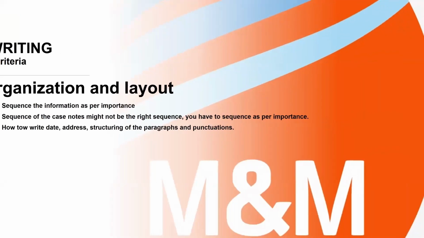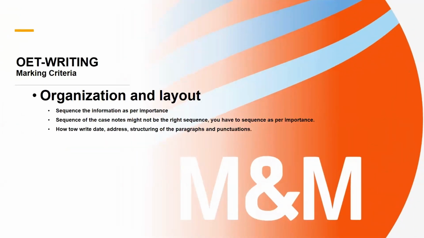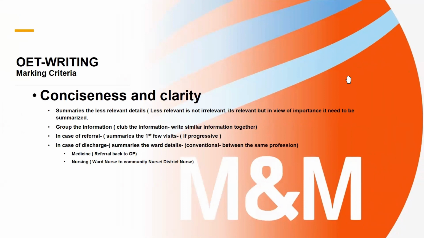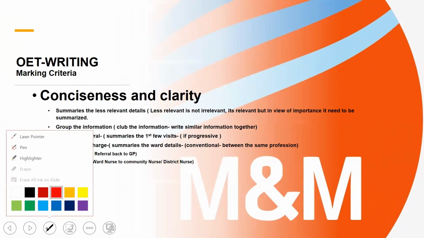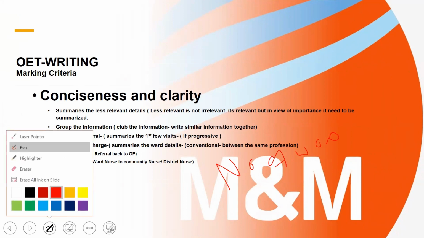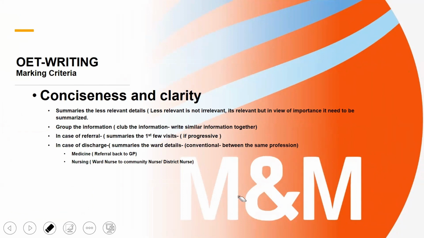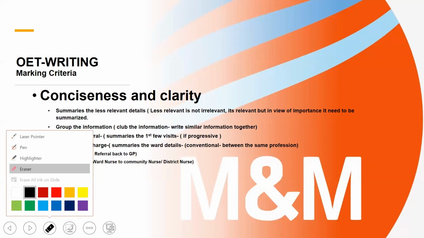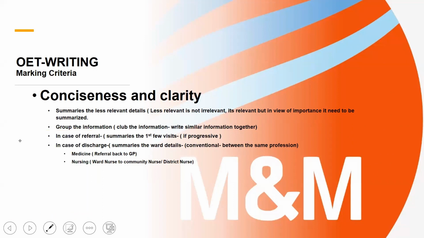So next criteria, we have conciseness and clarity. Most of us are always concerned about the number of words. Remember that although the number of words is important, it might not play the major part when it comes to selection and organization. It may be an important thing to consider, but the most important thing is to summarize the less relevant detail.